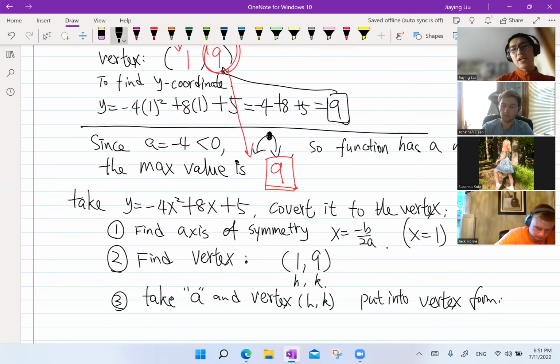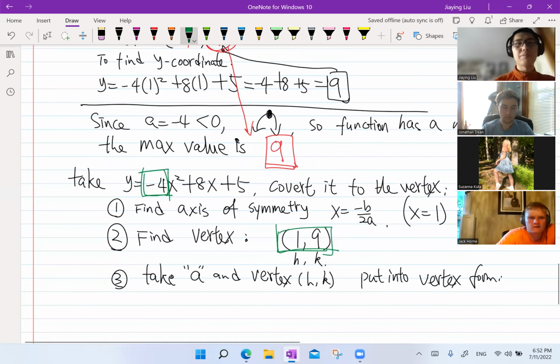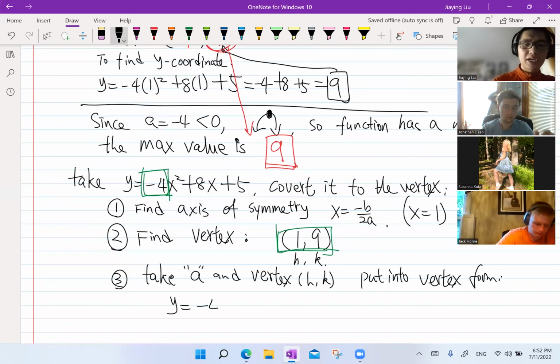And what is the a value? Well, a is the same. A is negative 4, right? That doesn't change. So this is the a value, negative 4, and this is my vertex. If I have a and the vertex, then I know what the vertex form is, which is y equals a, negative 4, it doesn't change, times x minus h, h is 1, so x minus 1 squared, plus k, k is 9.